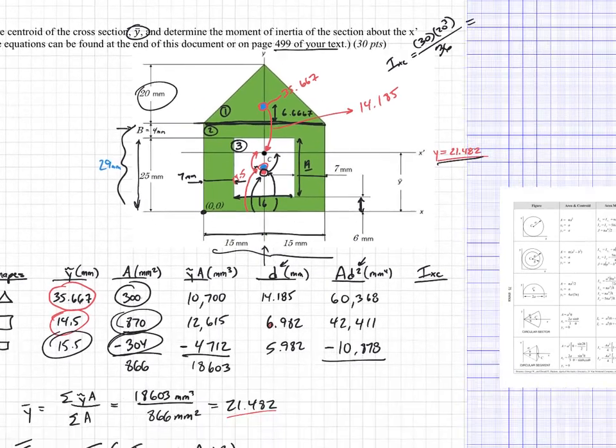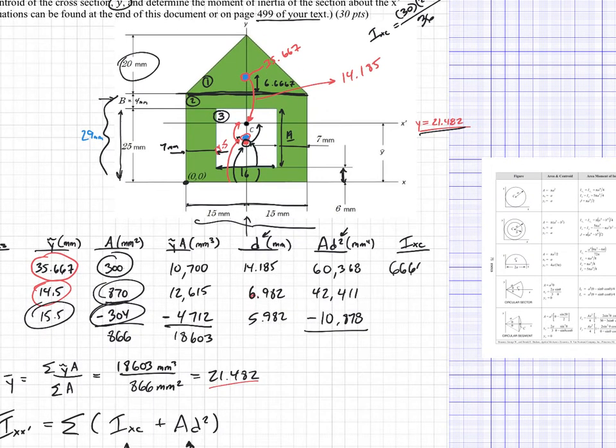So the IXC for the triangle is 30 times 20 cubed, divided by 36, and that's going to be 6666.7 millimeters to the fourth. I think that's the devil's number. So if you're feeling like that's who made the test, you're probably correct.